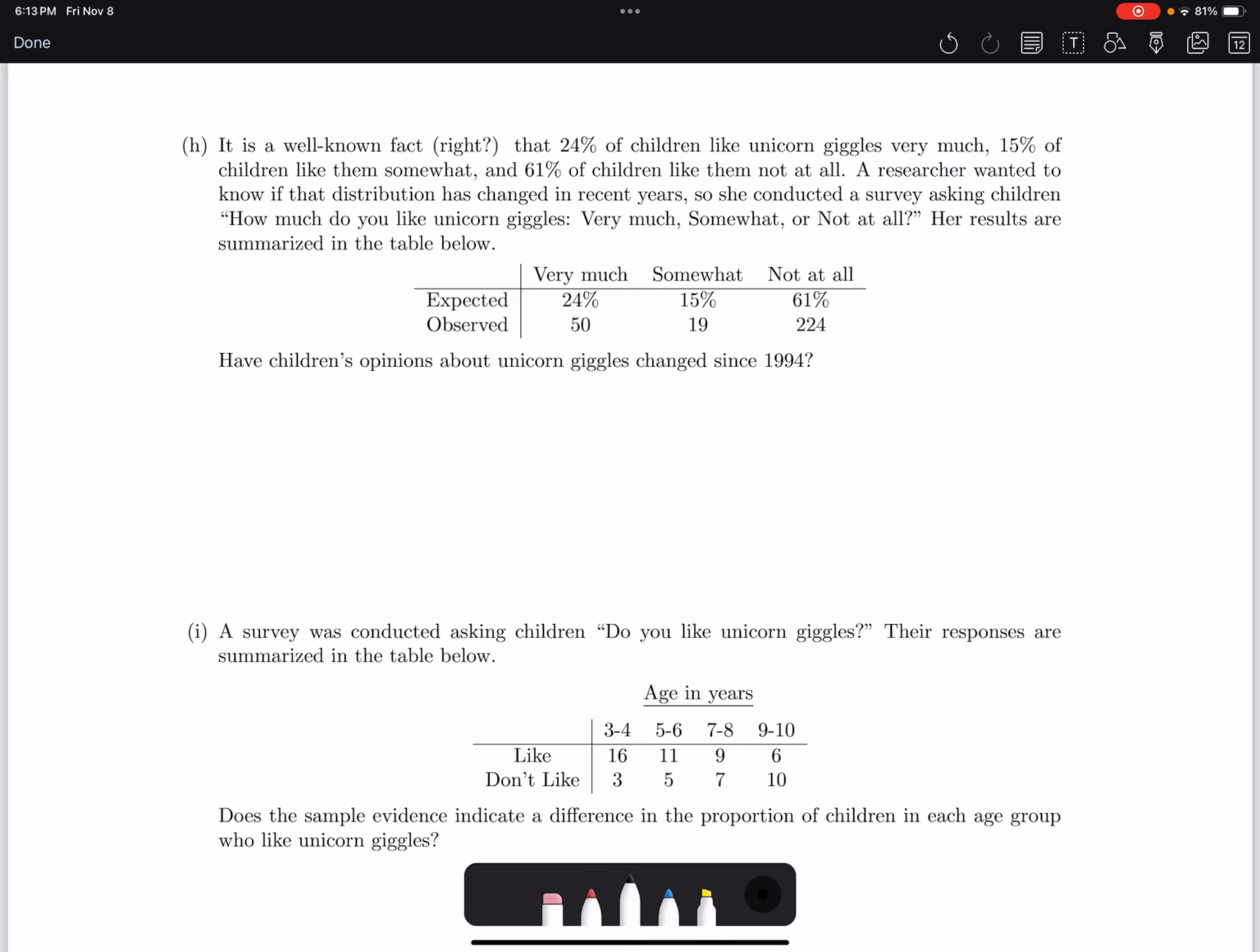Have children's opinions about unicorn giggles changed since 1994? Now here, we're looking at percentages. They're given to us in the statement of the problem.